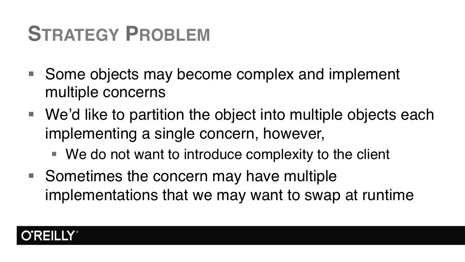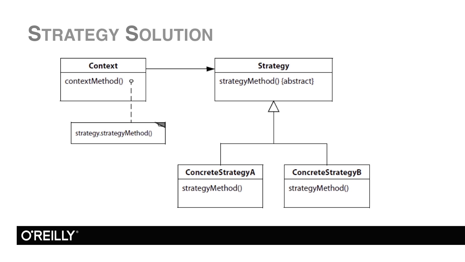Sometimes the concern may have multiple implementations that we also want to swap at runtime, either controlled by the client or perhaps controlled by the context of this complex object itself. The solution suggested in the design patterns book is that we partition out the concern that we want to implement separately into what's called a strategy. We define a well defined interface that formulates the responsibility of the strategy. We may have multiple concrete strategies or implementations of those strategies.